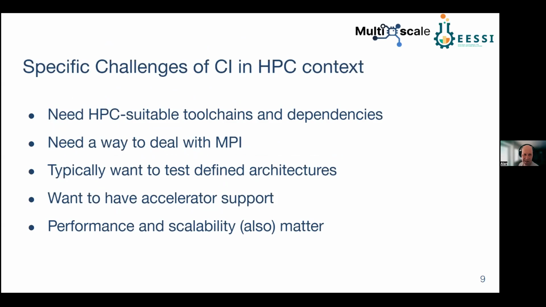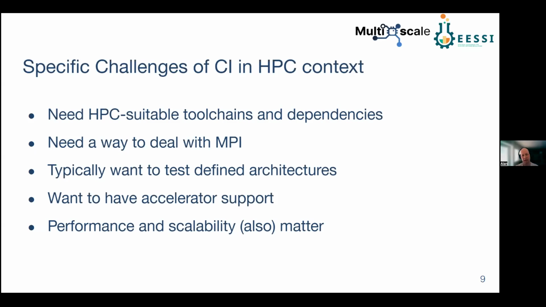So we're not necessarily interested in the compiler that comes with our operating system. We want HPC suitable tool chains, and we want HPC suitable dependencies. And that typically means that we want things that are quite recent, right? Very, very new compilers. We want very new other software that we require typically needs to be pretty new. We also probably want to deal with MPI.